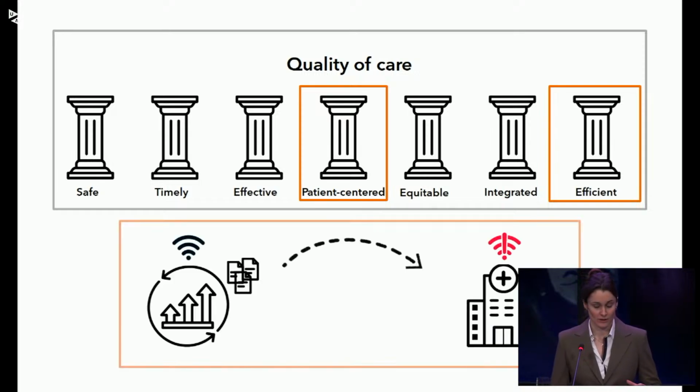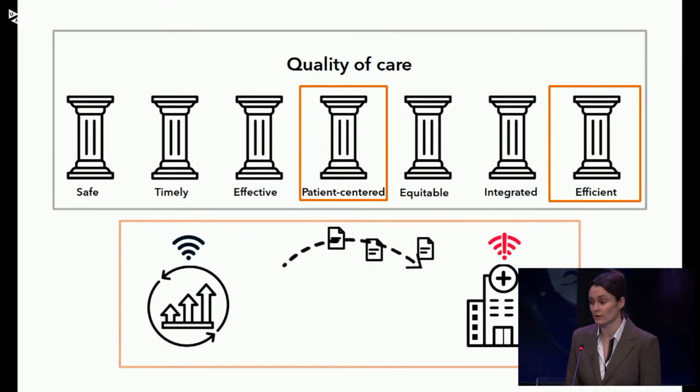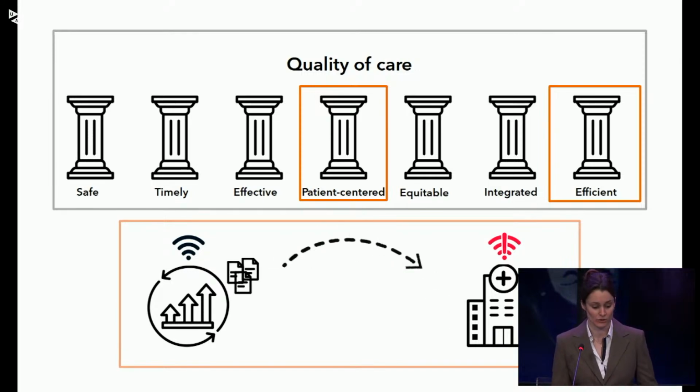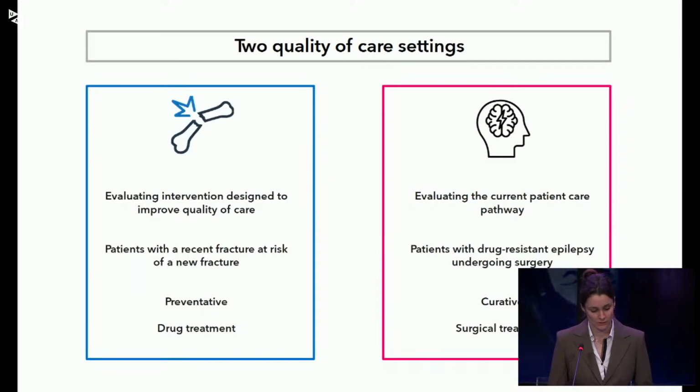Quality of care is a new area of research where we evaluate quality of care in a real-world setting, and to prevent that the results of clinical trials don't optimally reach the patient in the clinic, it is crucial that we evaluate quality of care based on these 7 pillars. Within this thesis, we focus on 2 quality of care settings, where in one, we evaluated an intervention that was aimed to optimize quality of care, and in the other, we evaluated a patient care pathway as it is.